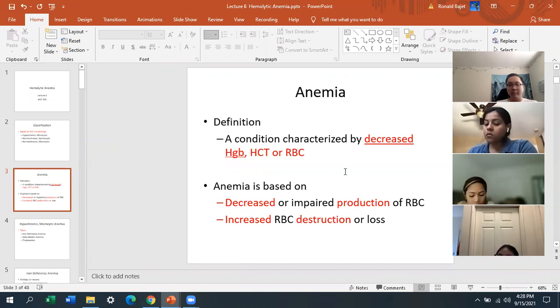And I mentioned last time that anemia is based on 2 conditions. Decreased production of red blood cells will cause anemia, like, for example, iron deficiency anemia, or increased destruction. And that's what I'm going to talk about now in hemolytic anemia, because you're destroying red blood cells. If you have a condition where you're actually destroying red blood cells, and there are situations where you actually do, then that would cause a hemolytic anemia.